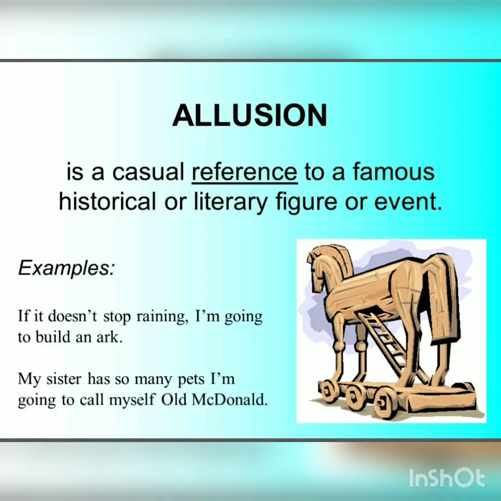Another one is allusion. Allusion is a casual reference to a famous historical or literary figure or event. For example, if it doesn't stop raining, I'm going to build an ark. In order to translate an allusion, we need good knowledge of the historical background. For example, the ark is a thing which was built in ancient Greece. Another example, my sister has so many pets, I'm going to call myself Old MacDonald. If you see the cartoon, MacDonald had a lot of cats and dogs. That's why MacDonald is used here.